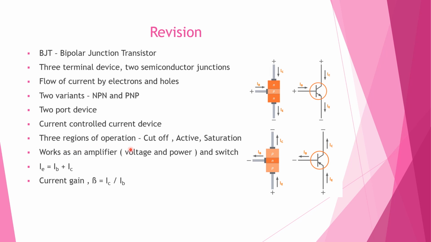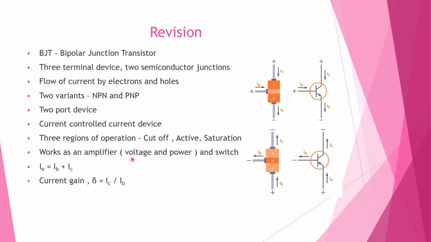And there are three regions of operation: cutoff, active and saturation. In cutoff, both the junctions are reverse biased. In active, the base emitter junction is forward biased and the collector base junction is reverse biased. And in saturation, both the base emitter and collector base junctions are forward biased.